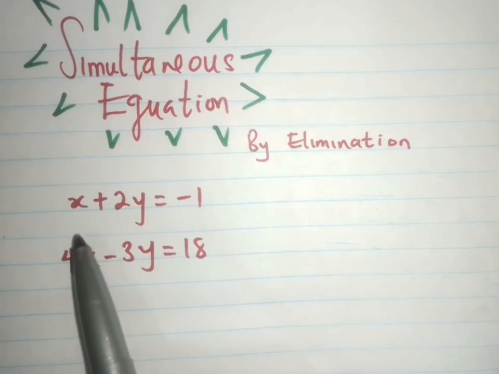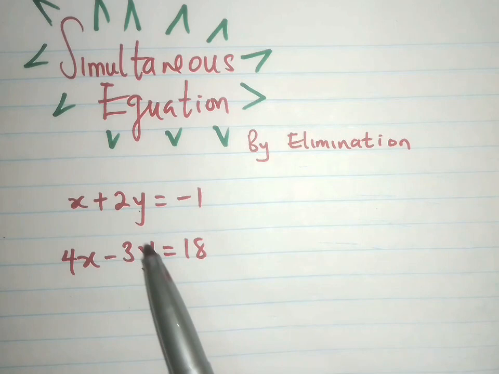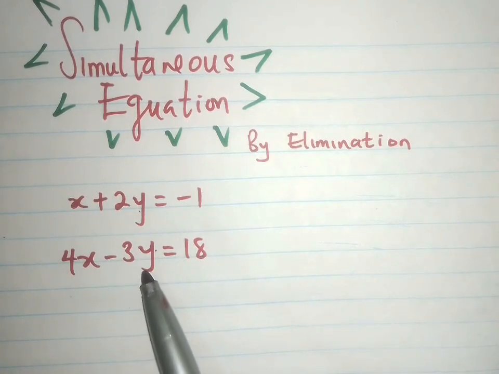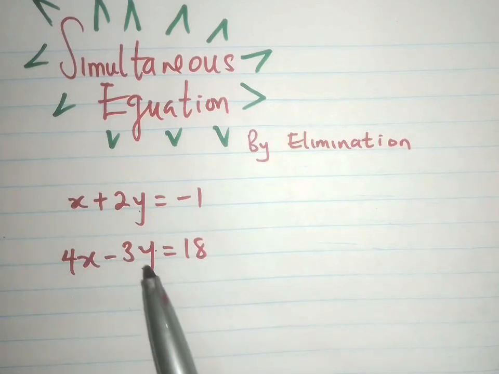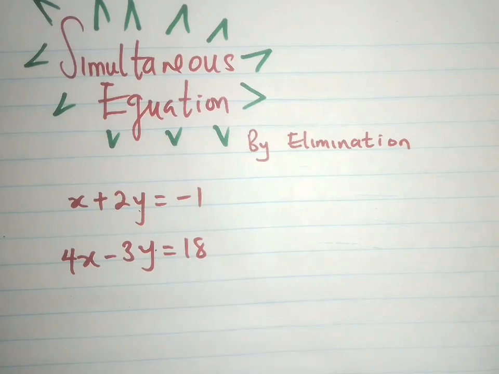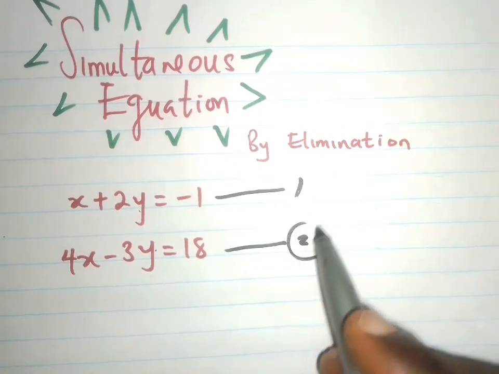So the first thing you want to do, when you're given a simultaneous equation, is make sure that all the variables are arranged in the same parts. So you have x, y, and so on, depending on the variable you have. Just make sure it is arranged accordingly like this. If it's not arranged, you have to rearrange the equation to look like this. Then the next thing is to name the equations. So this is equation 1, and this is equation 2.